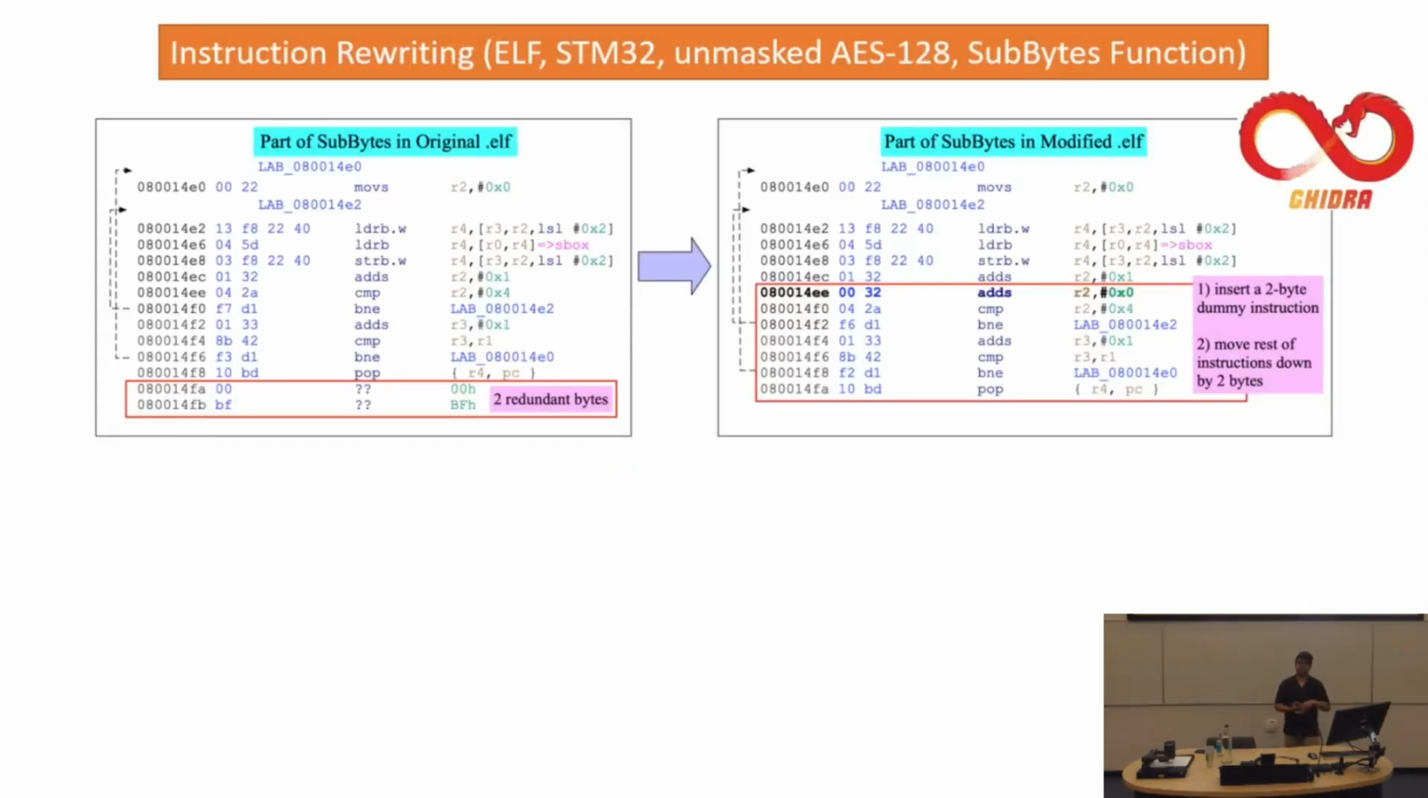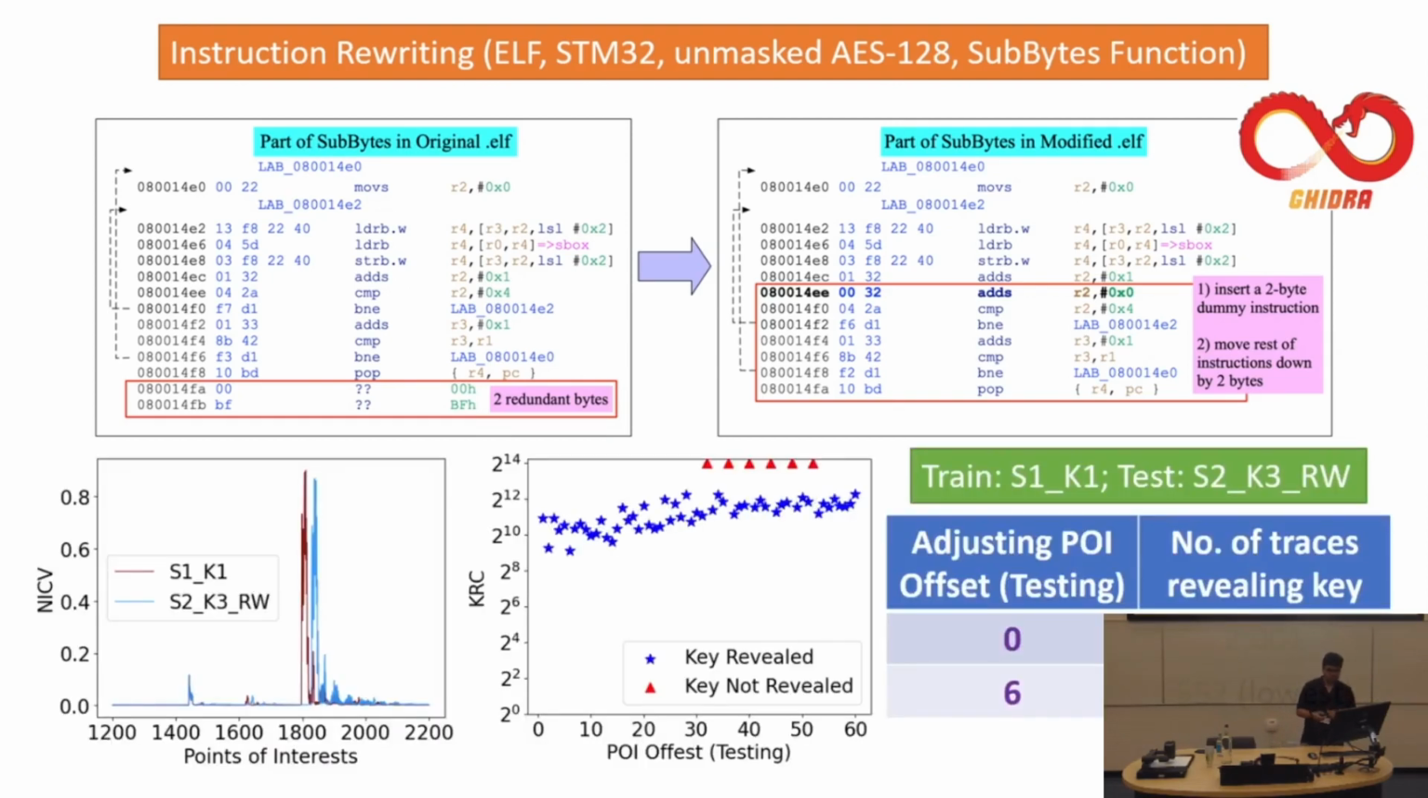Instruction rewriting. So the next software discrepancy that we observed is instruction rewriting. Here we replace 2 of these redundant bytes and insert 2 new dummy instructions, and we move the remaining instructions down by 2 bytes. The idea behind this is that it causes a shift in where the leakage occurs. However, we can see that the model was still able to recover the key, though we see a significant performance increase when you shift the model into the new position.